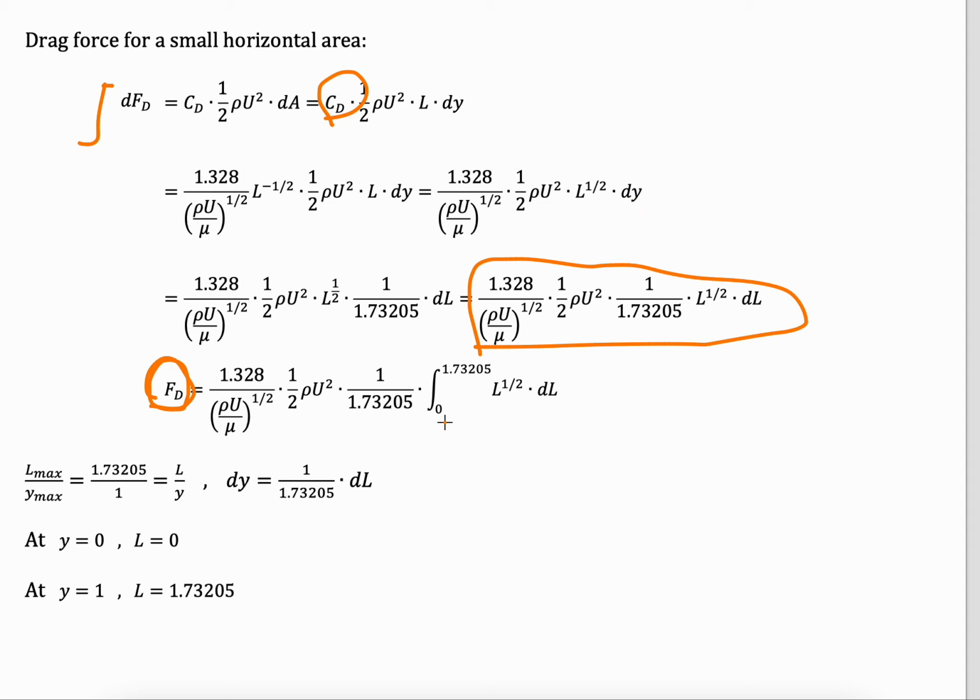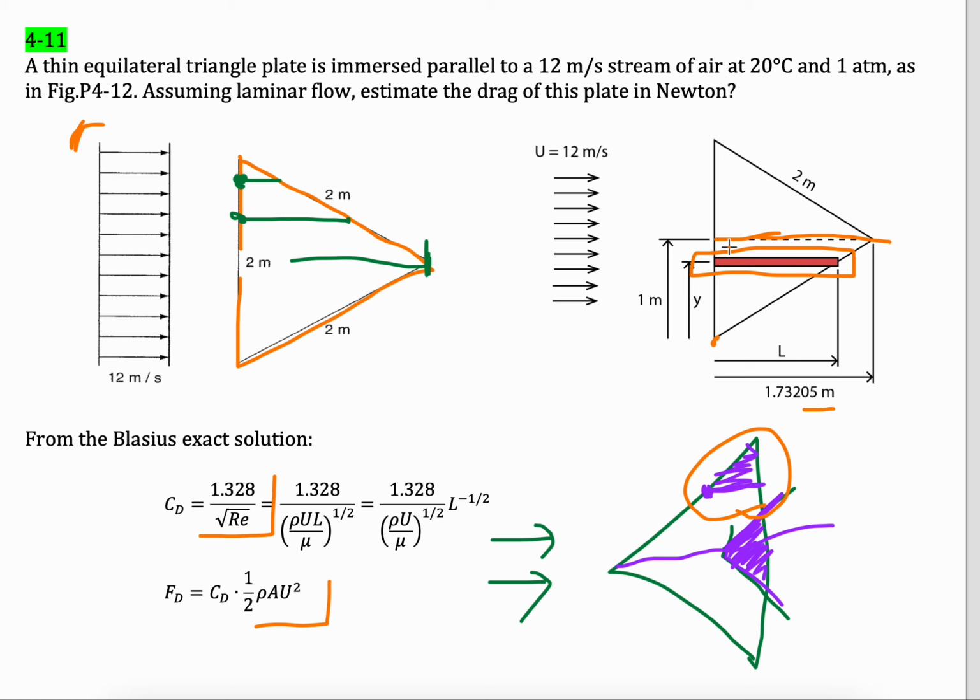Then we substitute the limit of 0 to 1.73205, because normally you are advised to calculate only for the half triangle here, because the direction here is reversed. I'm afraid that you will get a value of 0 if you do the integration from 0 to 2. Because we are focusing on this line, if you integrate from 0 to 2, maybe you are assuming that the triangle is something like this. Please be careful in your calculation.